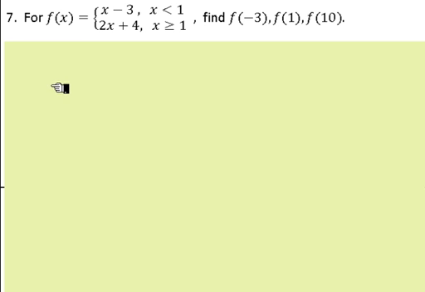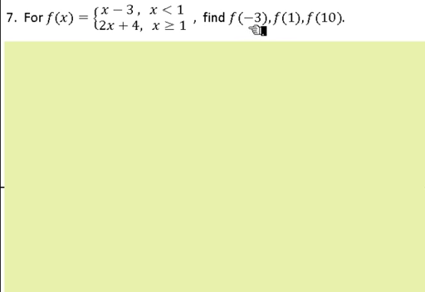In number 7, we have what is called a piecewise defined function. That is a function that's defined in two pieces, two different lines, one piece for x values that are less than 1 and the other for x values that are greater than or equal to 1. And now we just want to find three values of our function, f of minus 3, f of 1, and f of 10. Now we're going to use either the top line or the bottom line to find these values.